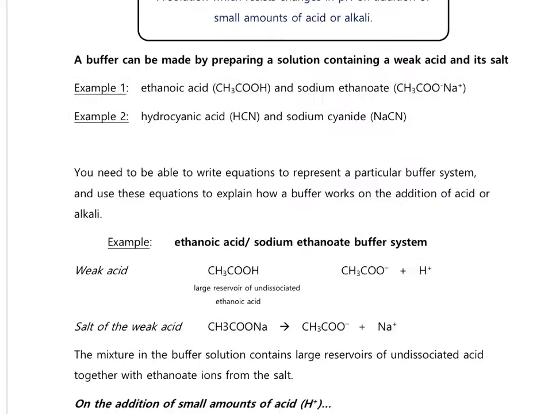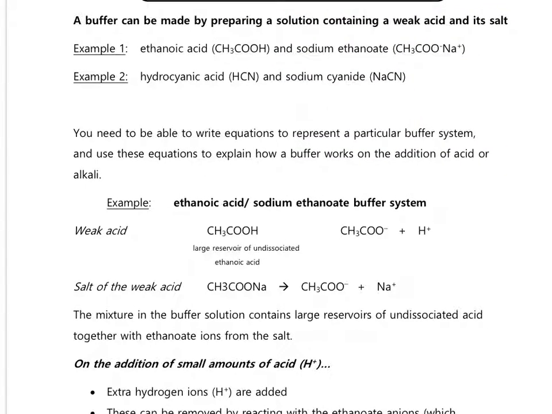Cool. Okay, so if you're given a particular buffer, you need to be able to write equations for it, and you need to be able to explain how it works.